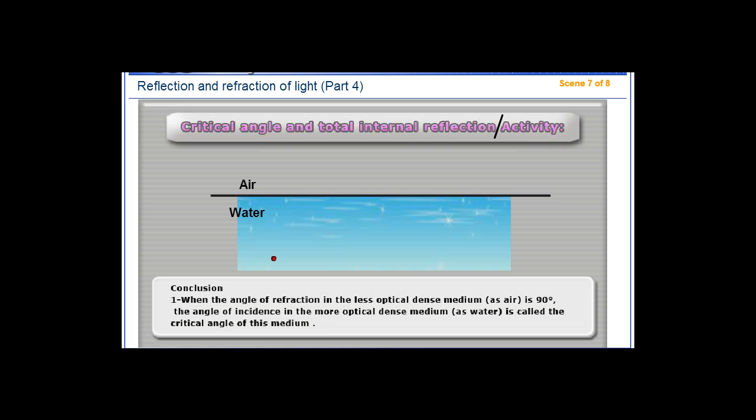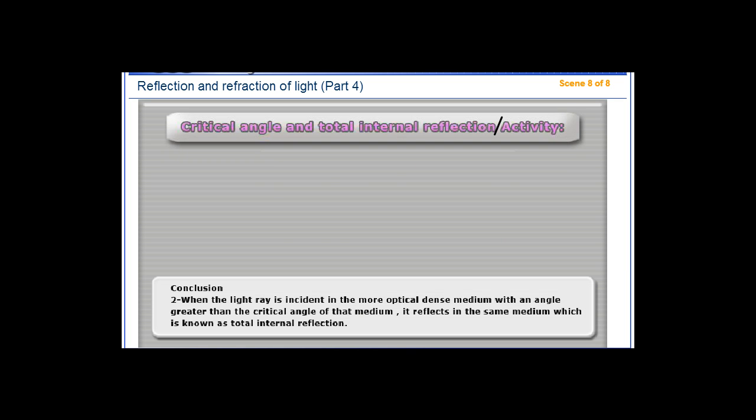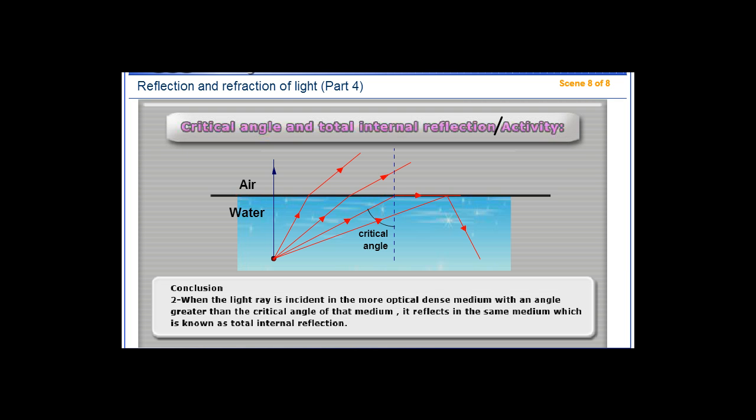Conclusion. 1. When the angle of refraction in the less optically dense medium, as air, is 90 degrees, the angle of incidence in the more optically dense medium, as water, is called the critical angle of this medium. 2. When the light ray is incident in the more optically dense medium with an angle greater than the critical angle of that medium, it reflects in the same medium, which is known as total internal reflection.